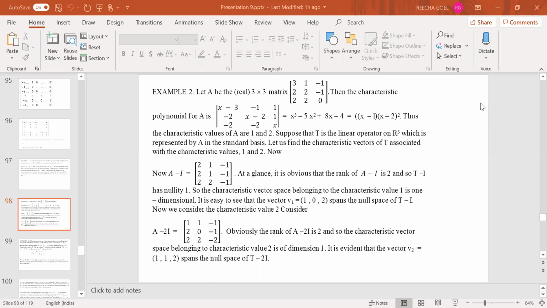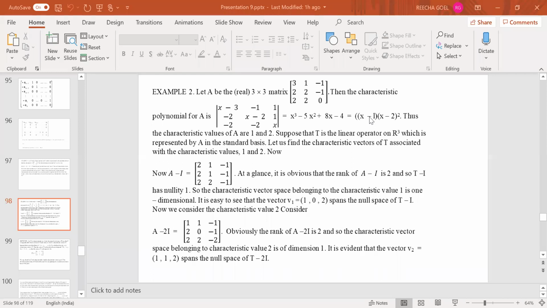Now, if I look up the characteristic polynomial of this particular matrix, it is given by (x minus 1) times (x minus 2) square. So there are only two eigenvalues, namely 1 and 2. The algebraic multiplicity of 2 is 2. These are the only two distinct eigenvalues, 1 and 2. Because 1 and 2 both are real numbers, this characteristic equation has all roots in the set of real numbers.